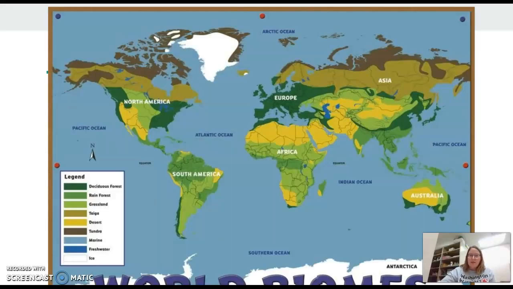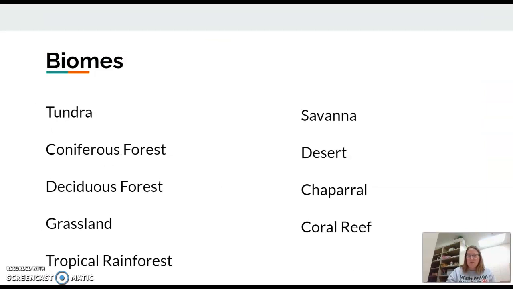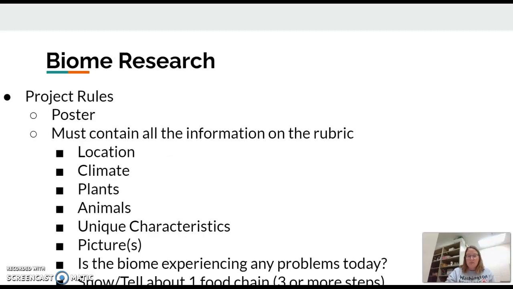So biomes. These are the different biomes in the world. And we're going to do a biome project. So I would like it if you could pick one of these biomes. Pick one. I'm going to have you create a Google slide that includes this information. I need you to show me where the location of the biome is, the climate, what plants and animals are there, any unique characteristics about the biome, and of course pictures.